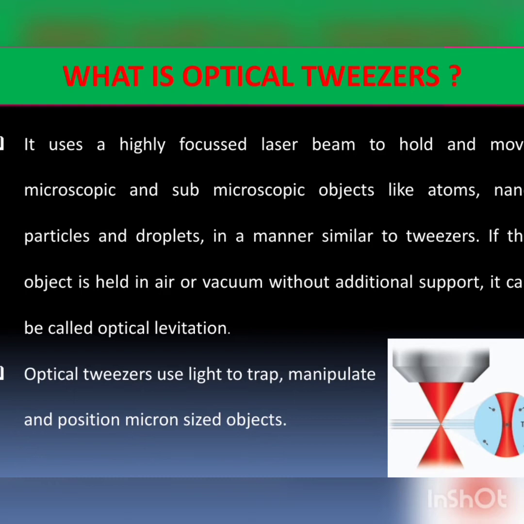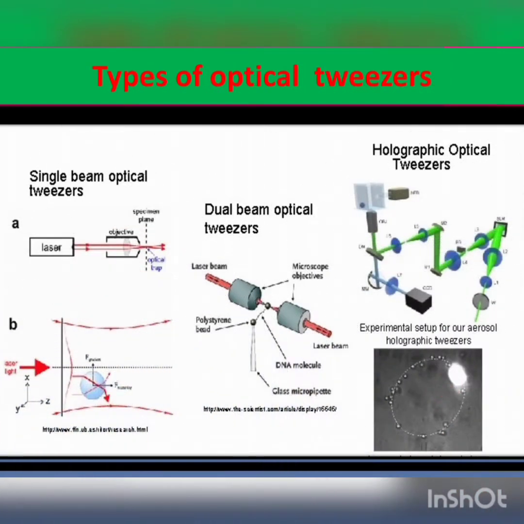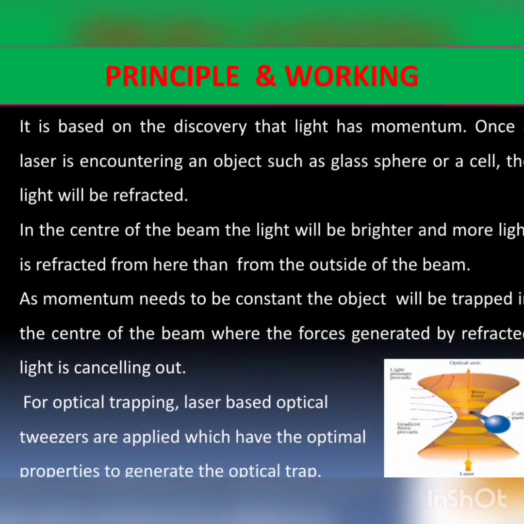So what types of optical tweezers are available? Single beam optical tweezers, dual beam optical tweezers and holographic optical tweezers. Next, what is the principle and working of optical tweezers? It is based on the discovery that light has momentum. We are well aware that light has momentum.